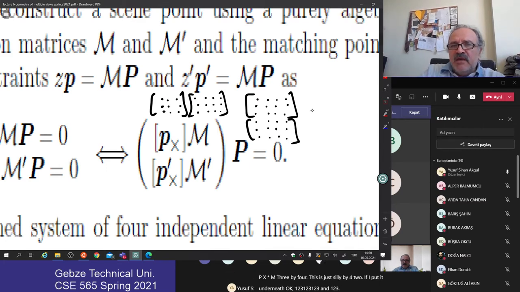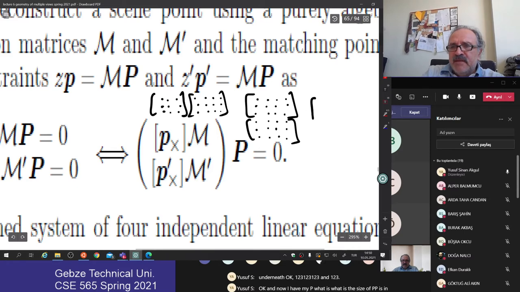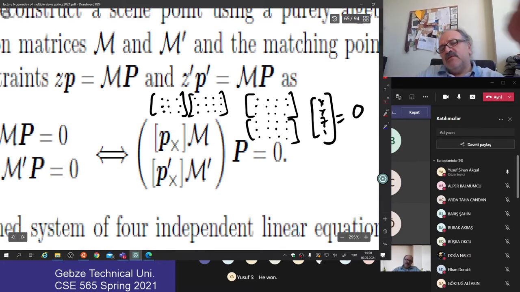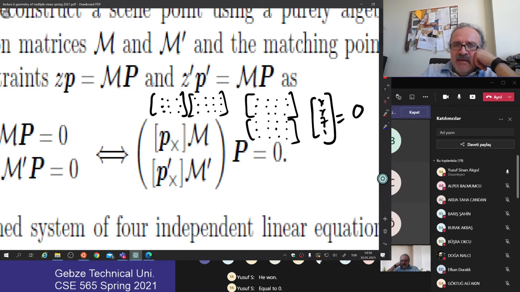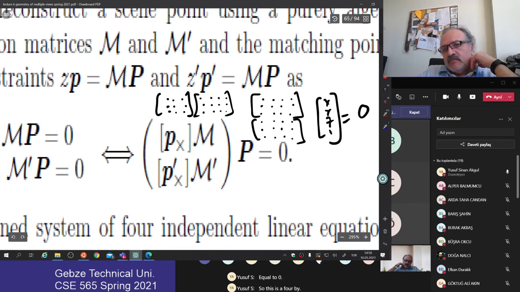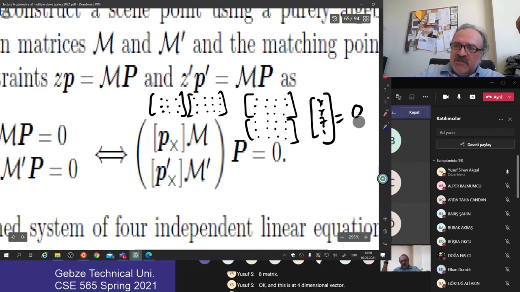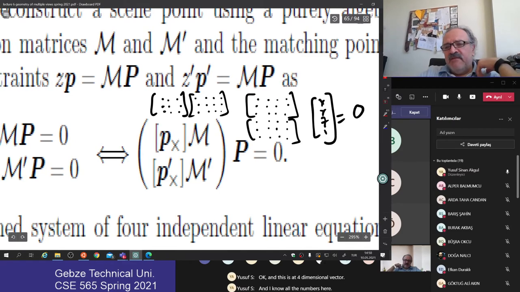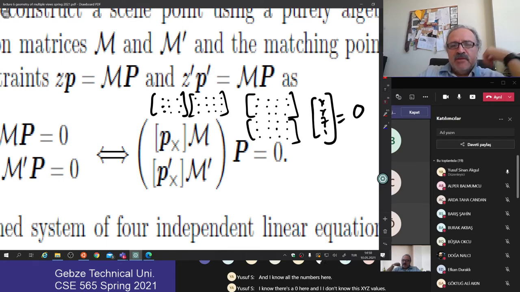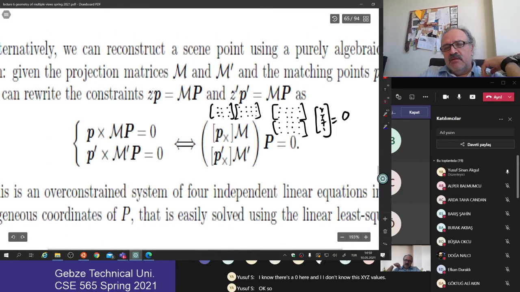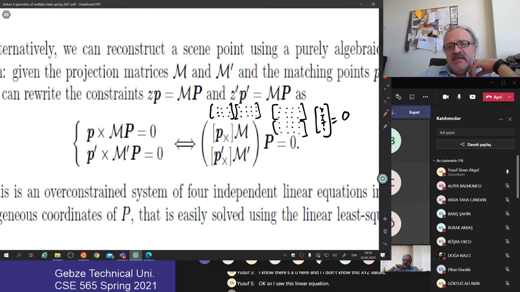Okay, and now I have my p. What is the size of p? P, in the homogeneous coordinate system, is a four-dimensional x, y, z, 1 equal to 0. So this is a 4 by 8 matrix. Okay, and this is a four-dimensional vector. And I'll know all the numbers here. I know there's a zero here, and I don't know these x, y, z values. I solve this linear equation, it is going to give me this x, y, z value, right?